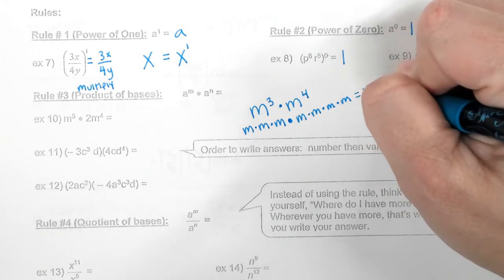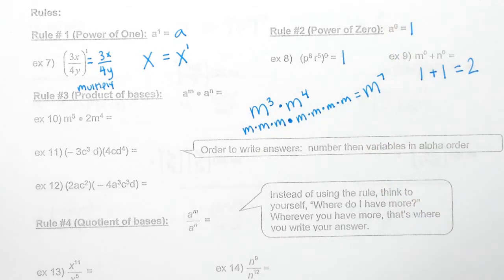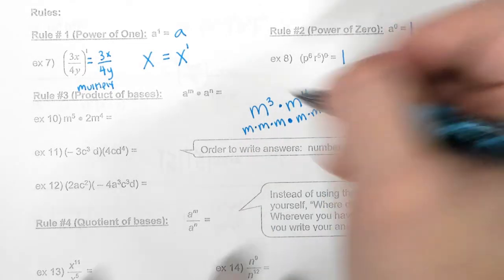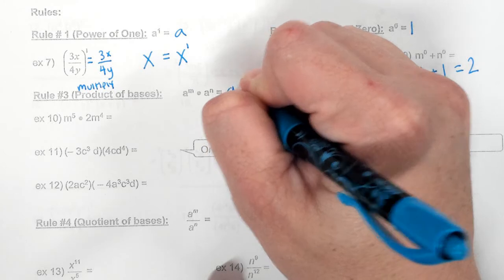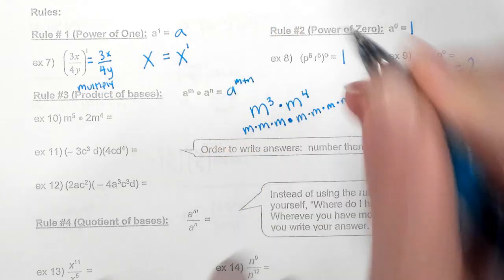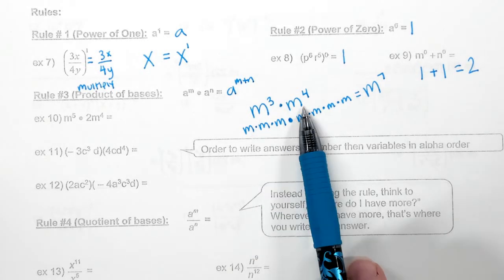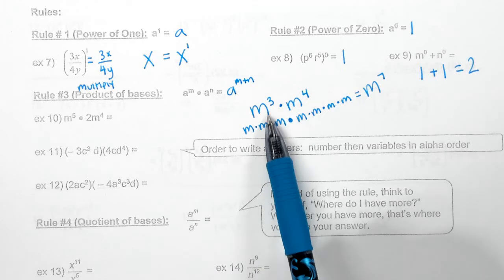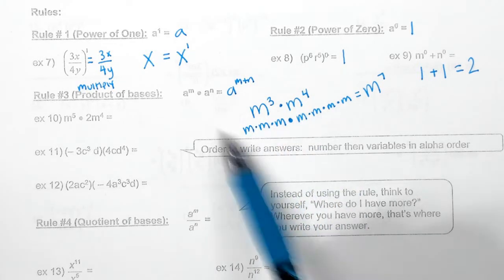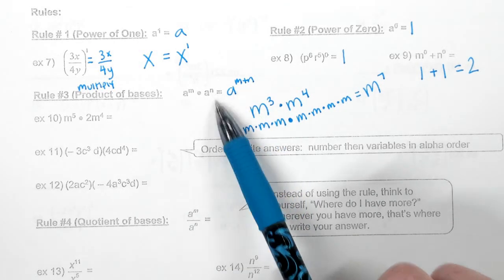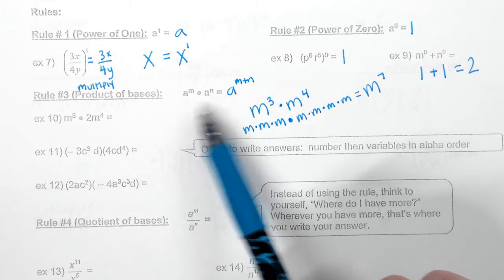Well, how many times did we just multiply m? 7. How could I have gotten there quicker with just these two? 4 plus 3. We could have just added the exponents. That is the rule. It's just adding exponents. And the reason being is because if I multiplied 3 times and then I multiply it 4 more times, I multiplied it a total of 7 times. You're finding the total number of multiplication. Okay, so you just add your exponents when you're multiplying and the bases are the same.